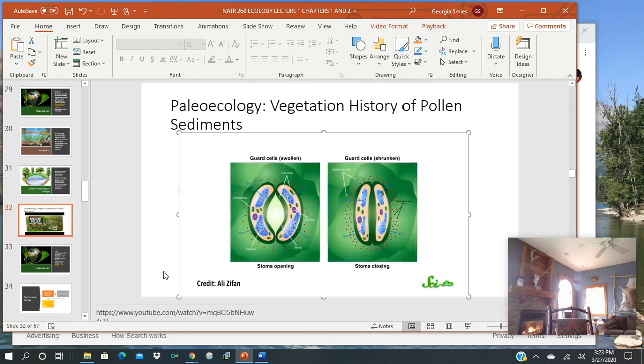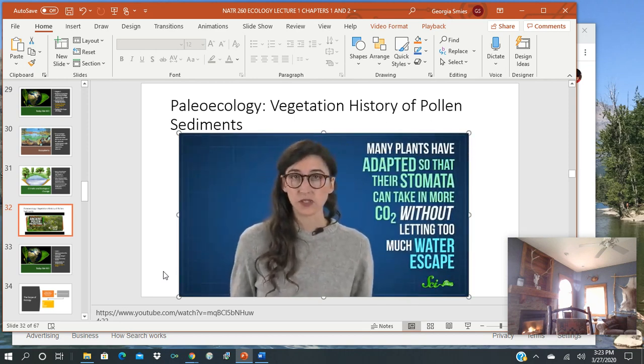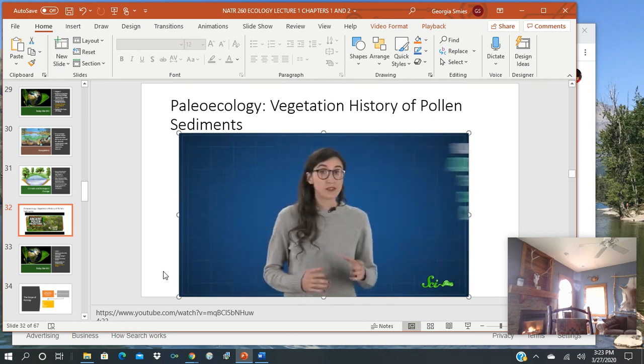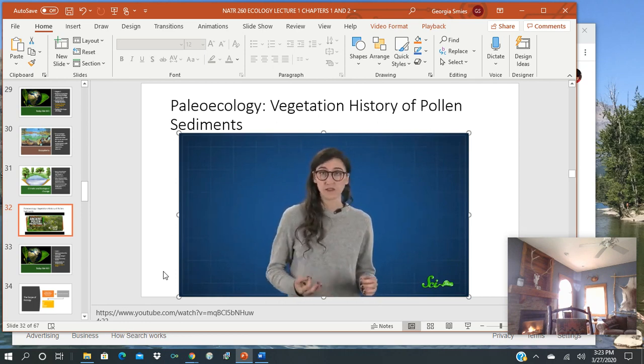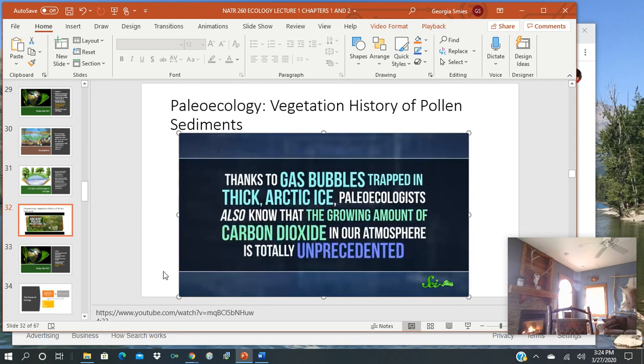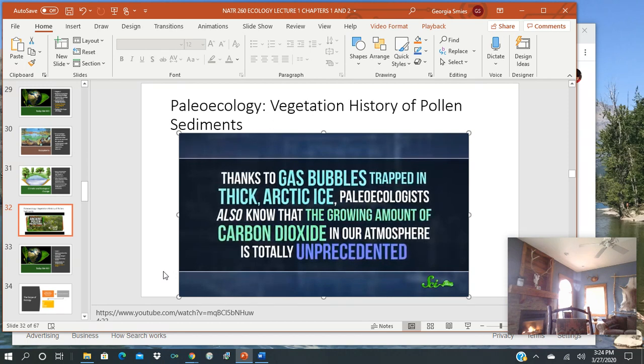we typically lose some water because it evaporates. It turns out that many plants have adapted so that their stomata can take in more CO2 without letting too much water escape. This, among other things, makes researchers think that climate change will have complex effects that aren't necessarily predictable.